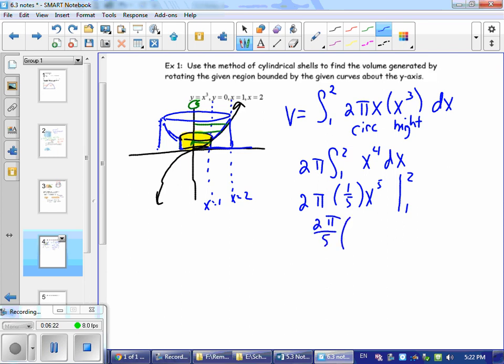Plugging in 2 and plugging in 1 and subtracting: 2 to the fifth is 2, 4, 8, 16, 32, minus 1. So it looks like I'm going to get 31 times 2 pi fifths. 31 times 2 is 62. So we're going to get 62 pi fifths. That's our volume. All right. Let's try another one.